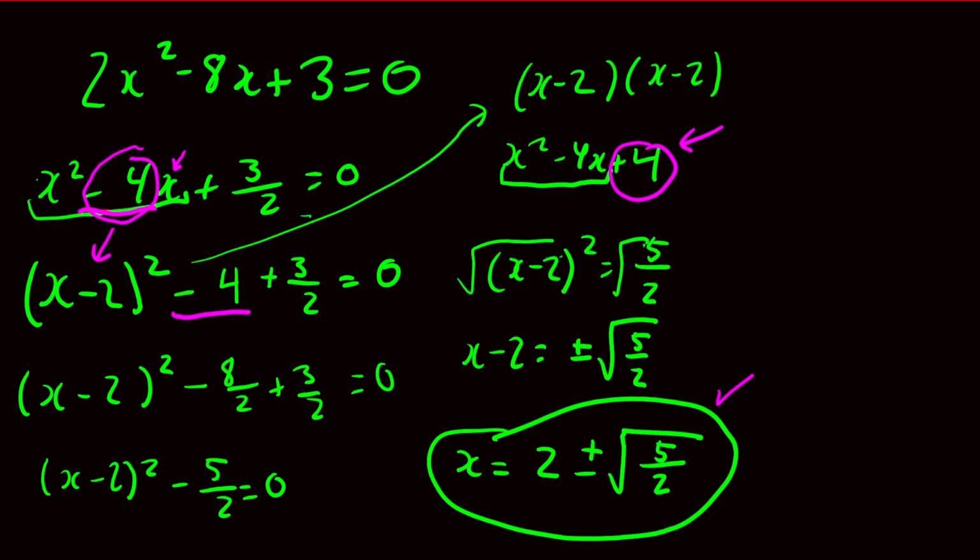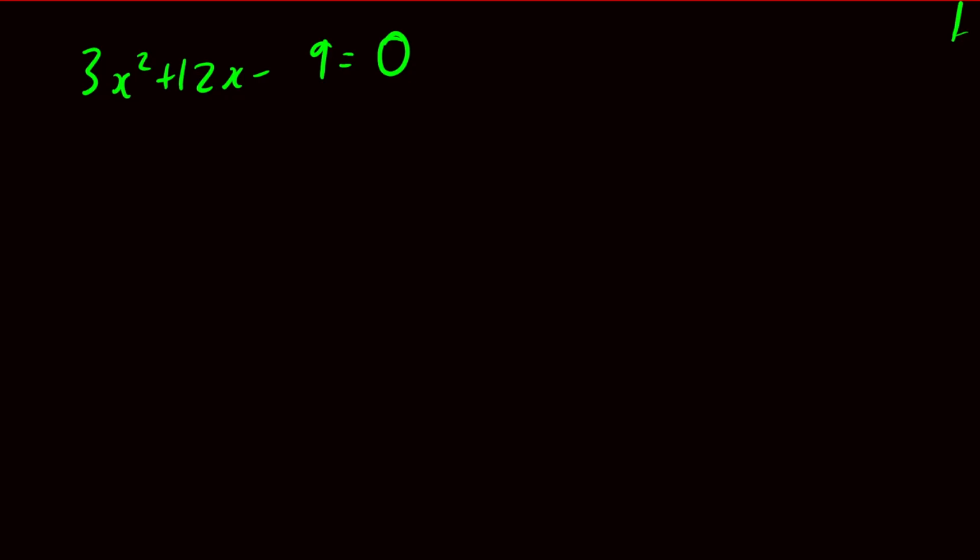Alright. Last question. Same thing here. We're going to do the same thing as last time. This one's a little bit easier because I can divide everything by 3 and it will give me an integer. So it would be x² + 4x − 3 = 0. Right? I divided everything by 3. 3 divided by 3 is 1. 12 divided by 3 is 4. 9 divided by 3 equals 3.